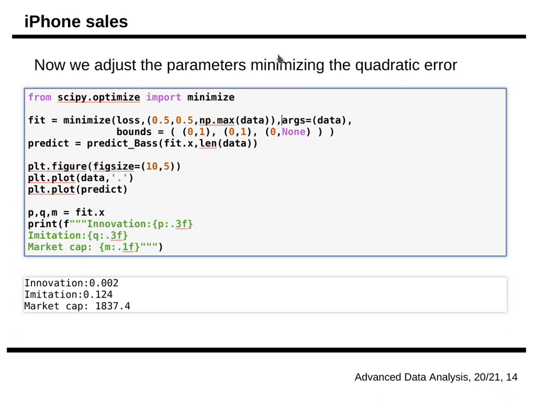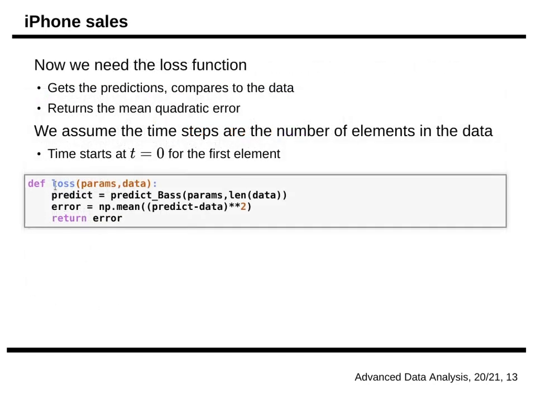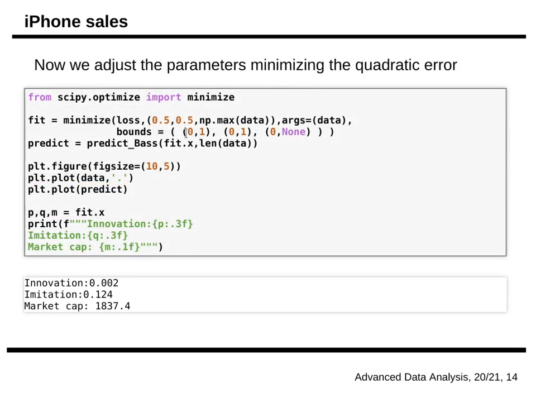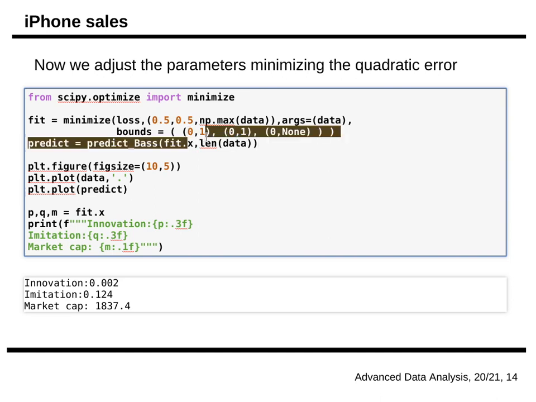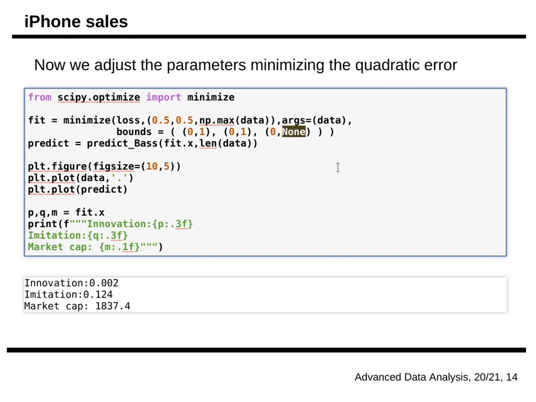The additional argument for the function to minimize is the data, because the function to minimize will receive the parameters and the data. And we also set reasonable bounds for our values. So the P and Q coefficients should be between 0 and 1, and the market cap should be between 0 and whatever the minimization needs, so we don't put an upper bound here. So the bounds argument works like this.